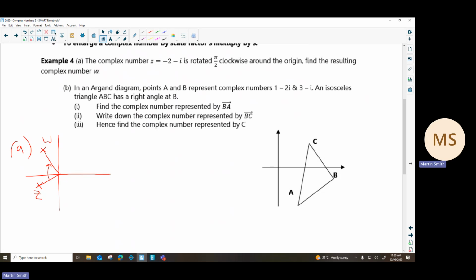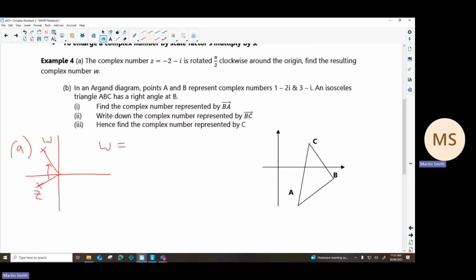I'm absolutely sure there are ways of doing this without using any complex number theory, but there is an easy way of doing this by using some complex number facts. To get from z to w, I have rotated by pi over 2 clockwise. What that means is I have subtracted pi over 2 from its argument. When you multiply complex numbers together, you add the arguments. If you are rotating anti-clockwise, you will add on in a positive manner. If you're rotating clockwise, you'll add on in a negative manner.